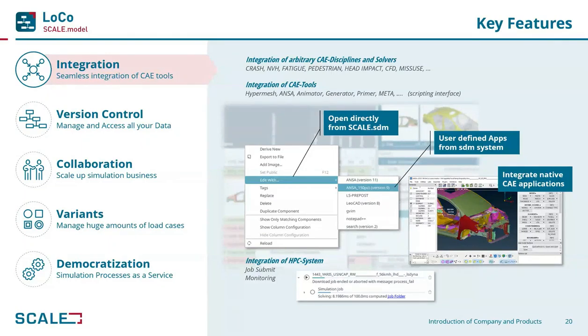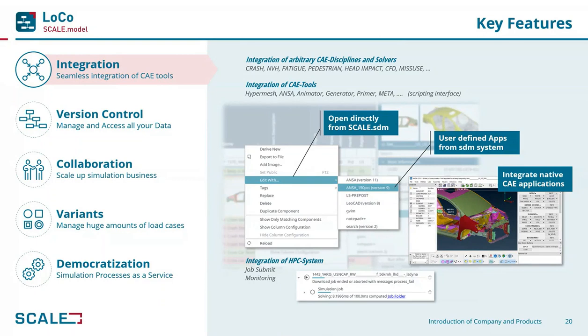I will go a little bit deeper on the different aspects. By integration, we mean that we set up the SCALE model in such a way that it's easy to integrate arbitrary disciplines, arbitrary solvers, and you can work with any kind of data. It's not dependent on solver format or even binary formats such as Ansa DBs or Hypermesh files and so on. You can manage any kind of that data, and you can set up processes such that your simulation disciplines are automated.